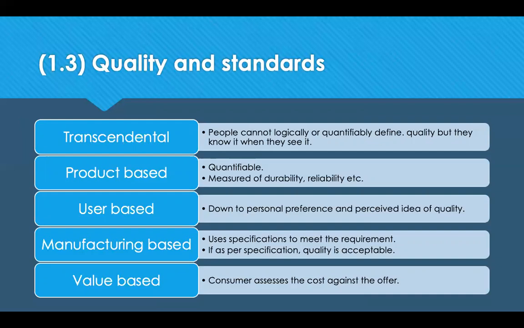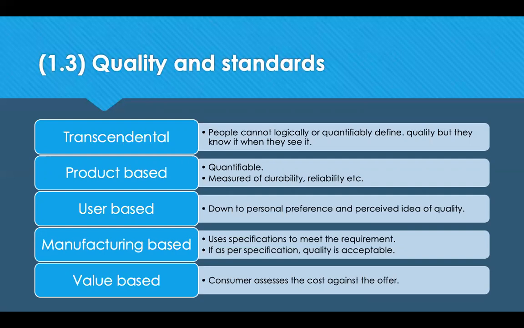Product-based is better to use because it's more quantifiable. You can measure it from the dimensions we looked at on the previous slide, which is things like durability, reliability. The user-based one comes down to somebody's personal preference and perceived ideas. Manufacturing is easier as well because it looks at specifications. So if you're manufacturing cakes or something, it will look at what was it meant to look like, what was the color meant to be, what was the aroma. And you can basically check whether it's acceptable or not.